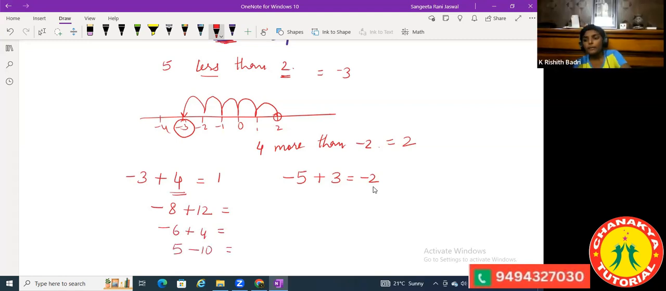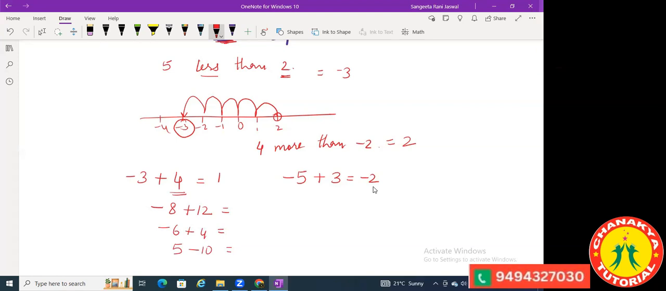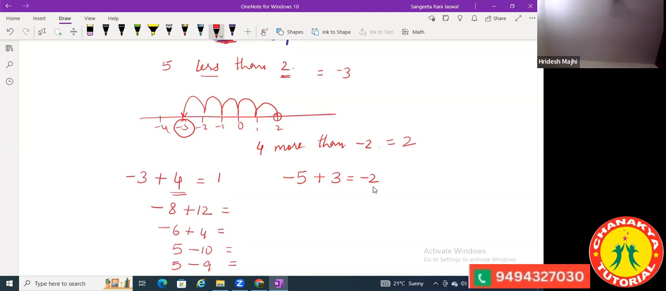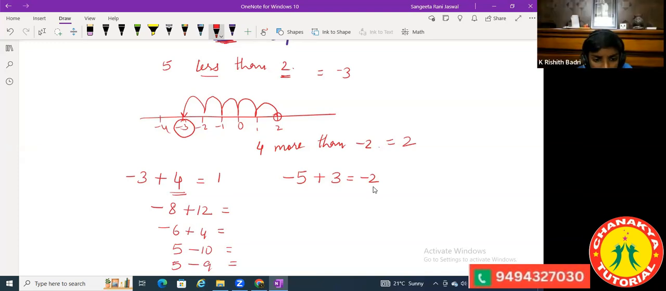Ma'am, I did it on the number line, I got 4. Okay, good. Plus 4. Teacher, I also got 4. Ma'am, the second one, minus 2, I got on the number line. Ma'am, minus 2, next one. Yes.